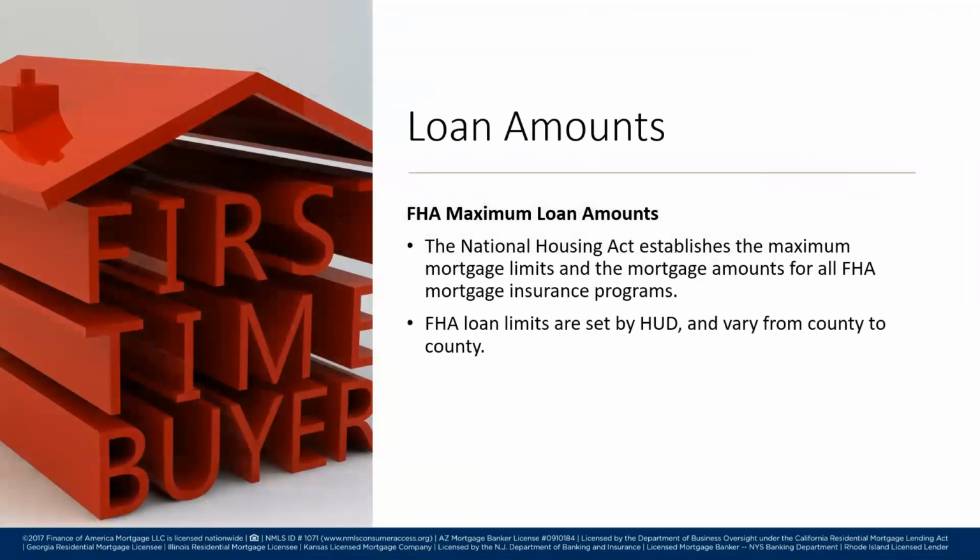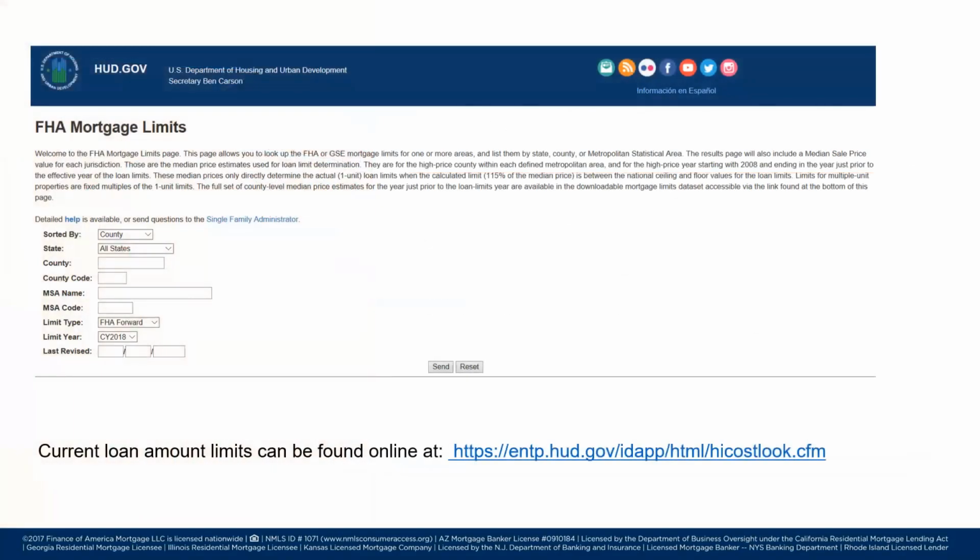So let's talk about loan amounts. FHA has maximum loan amounts, and those are established. They're set by HUD. They do vary from county to county. So you could be in an area where in one county it's higher, and in one county it's lower. So what I always recommend is go to the resource, and you can find that on this link. I threw that in there for you. It's sorted by county. So you just go in, put in the county, and then it'll tell you as far as what the loan limit is for that county.